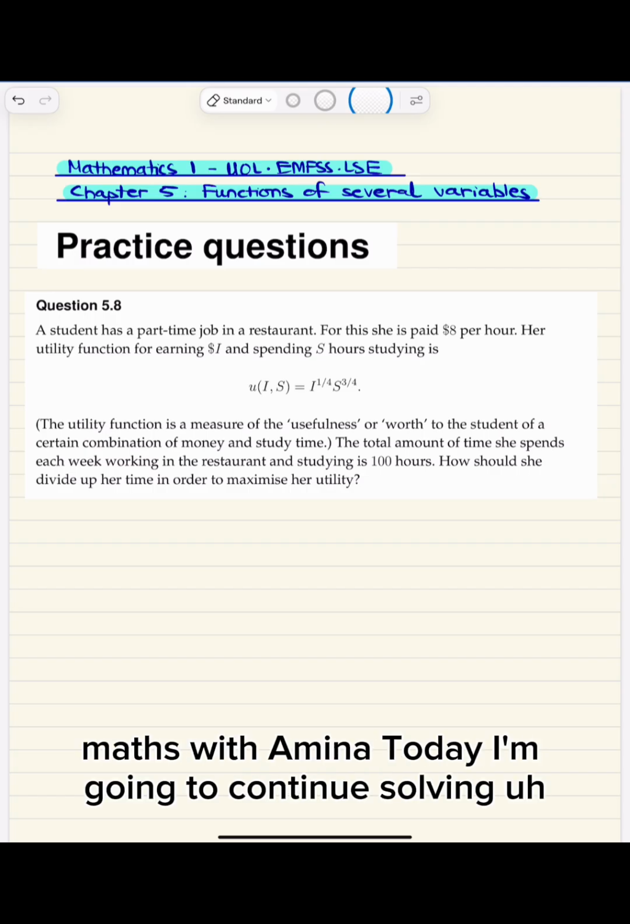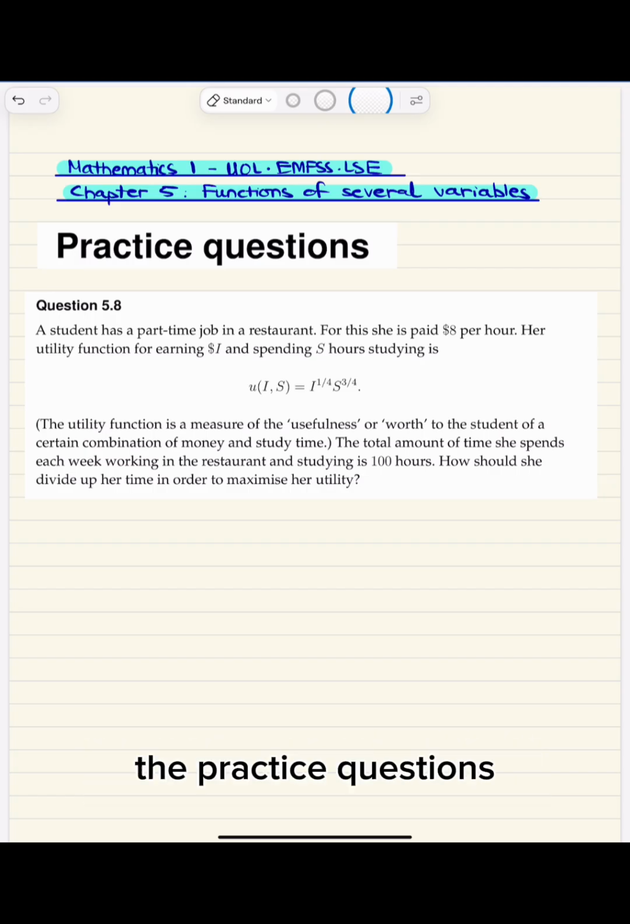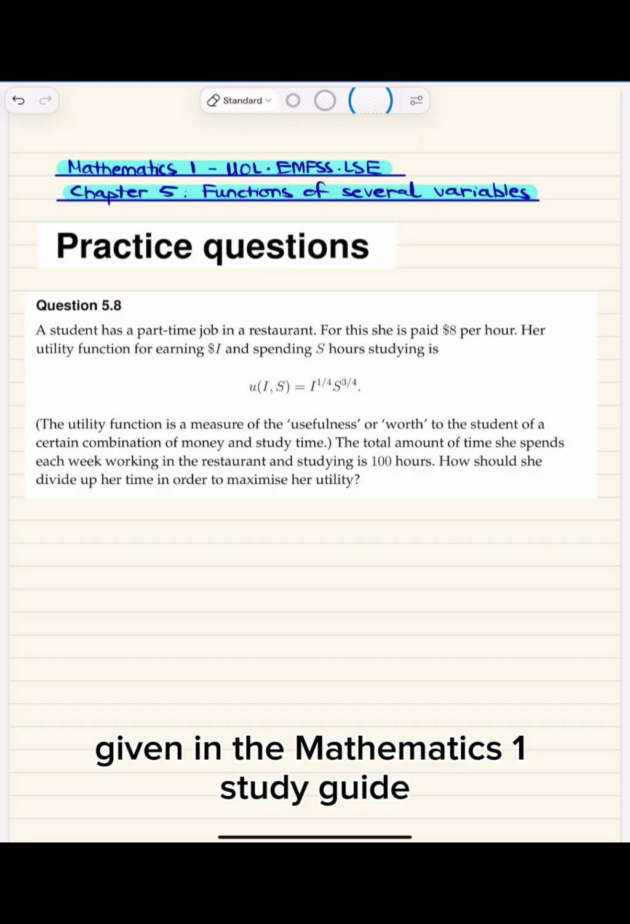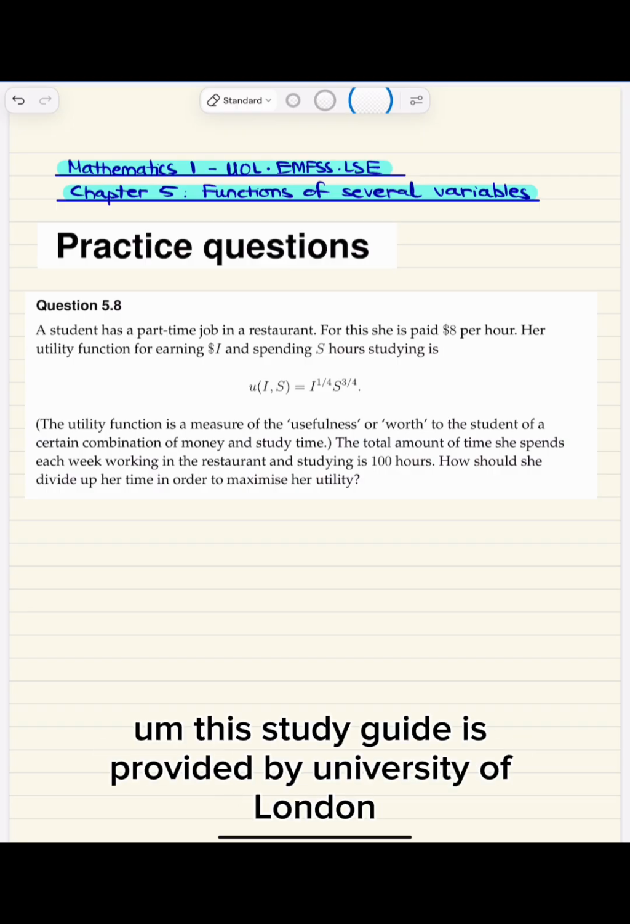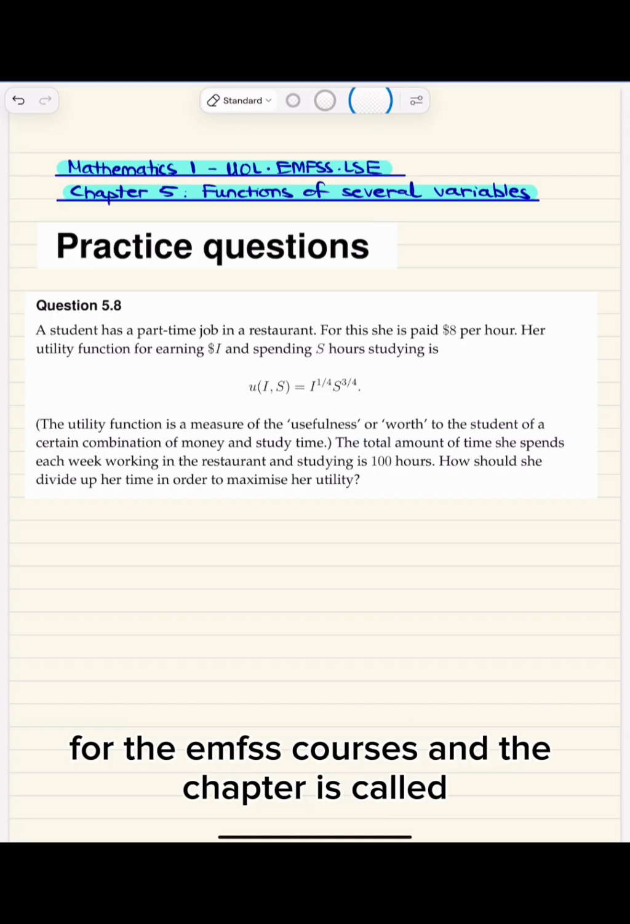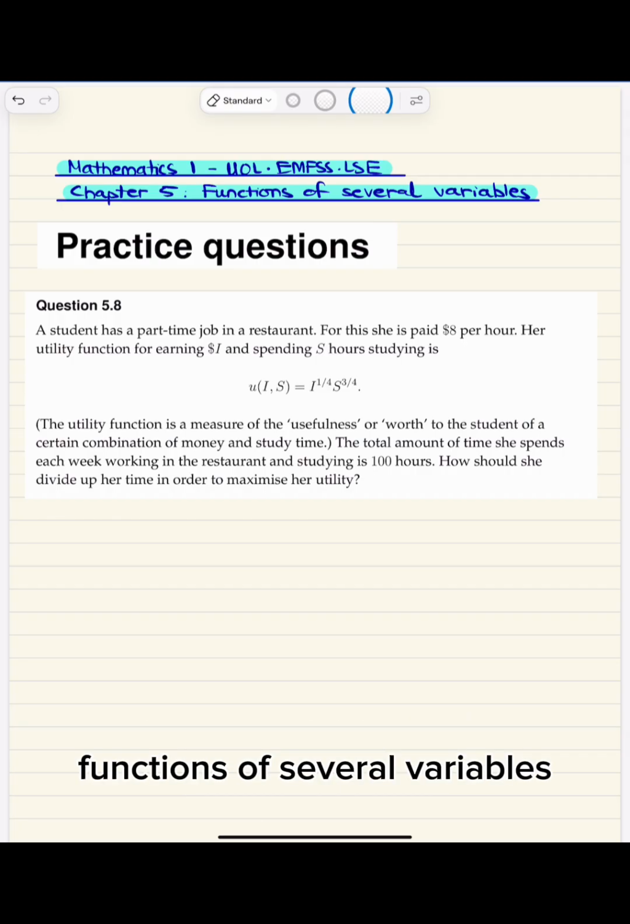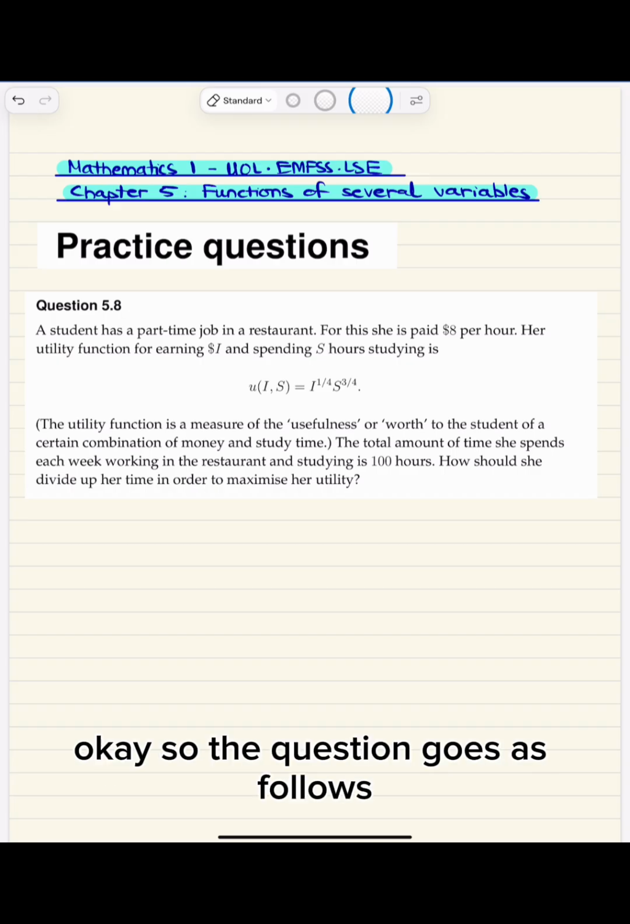Today I'm going to continue solving the practice questions given in the Mathematics 1 study guide. This study guide is provided by University of London for the EMFSS courses, and the chapter is called Functions of Several Variables. Okay, the question goes as follows.